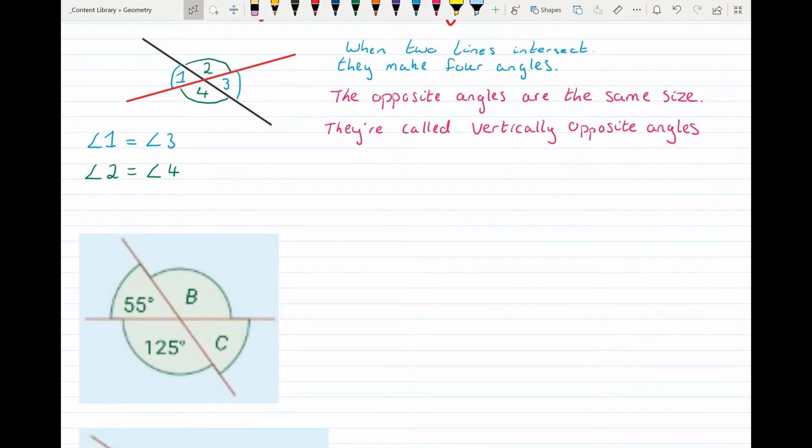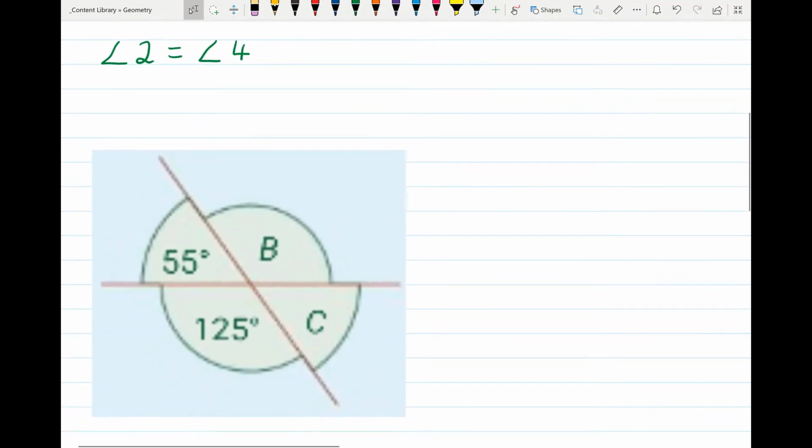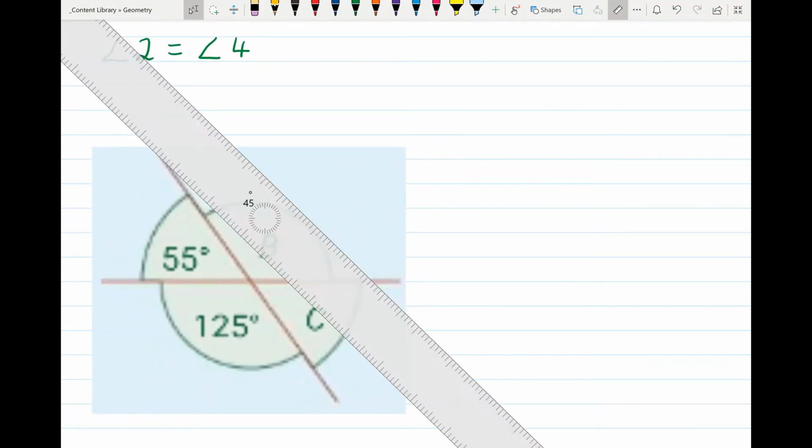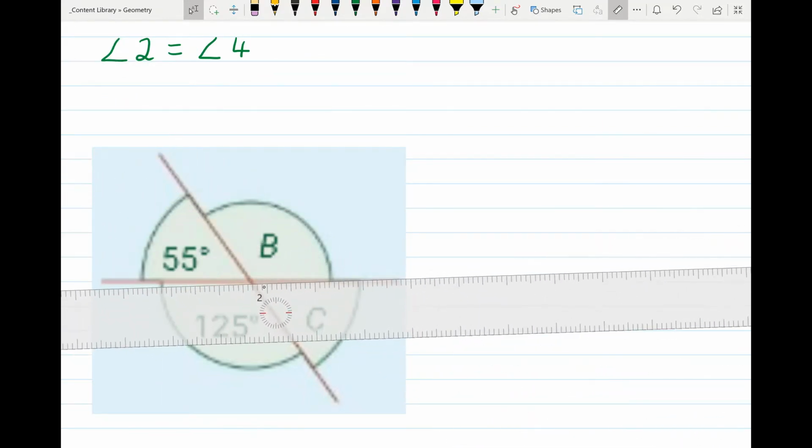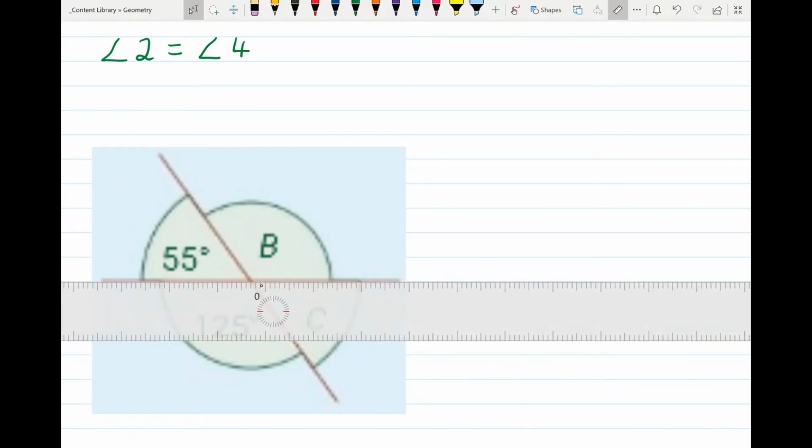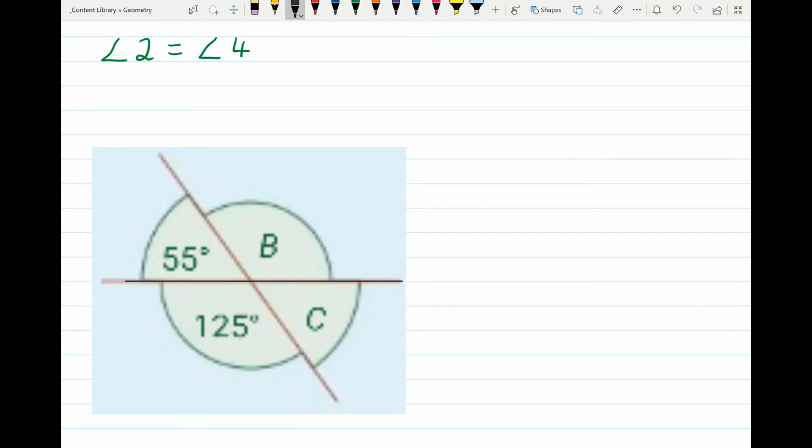If we look at our first system of lines, we'll find a straight line. So there's a straight line there. And if we ignore what's beneath the line for now, we'll remember that to find the angle B, we'll go 180 minus 55 will give us B. And that's going to be 125. So this angle B is 125.